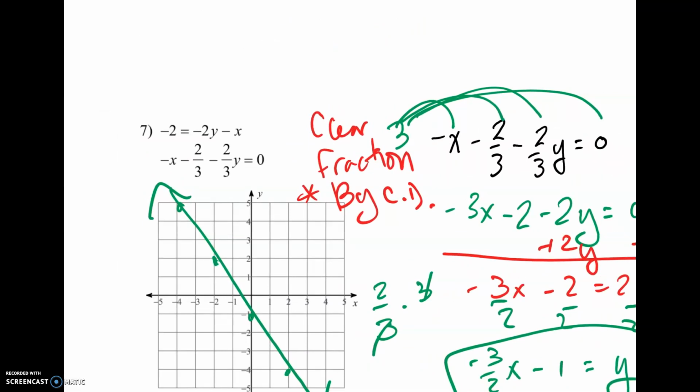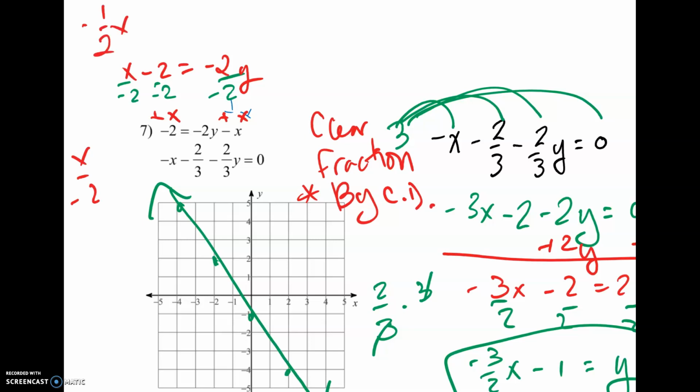That's just a matter of adding the x to both sides. So I have x minus 2 equals negative 2y. Dividing all terms by negative 2 gives me x over negative 2, which is the same as negative 1/2 x. Negative 2 divided by negative 2 is 1 equals y. That's a y, trust me, folks.